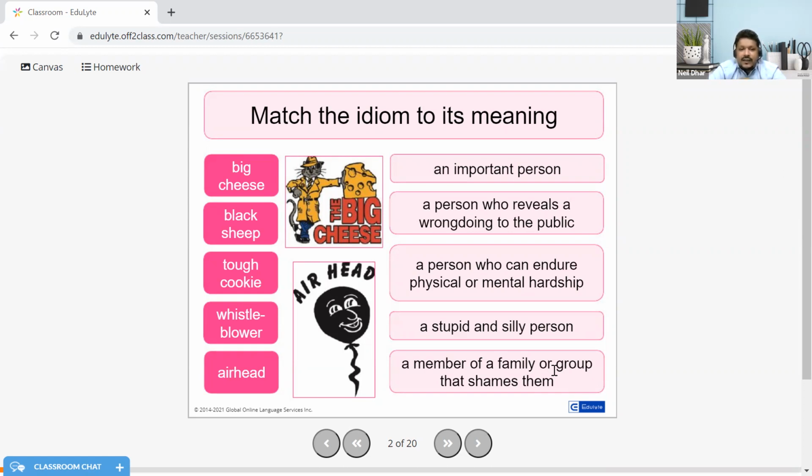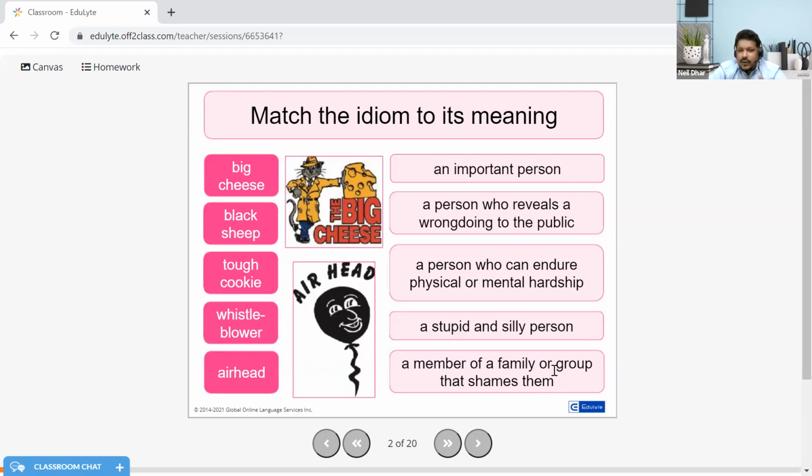Moving on, tough cookie. A tough cookie would mean a person who can endure physical and mental hardship. Someone who is rough and tough can be called a tough cookie. So when we talk about our army people, we could call them a tough cookie because they are trained to be physically and mentally tough. You know, they can endure a lot of hardship. So that is tough cookie.